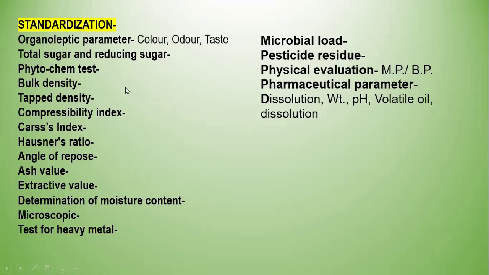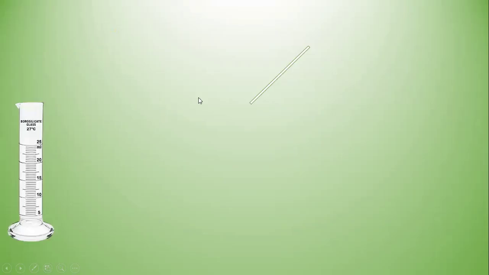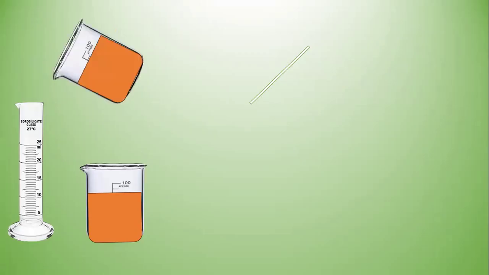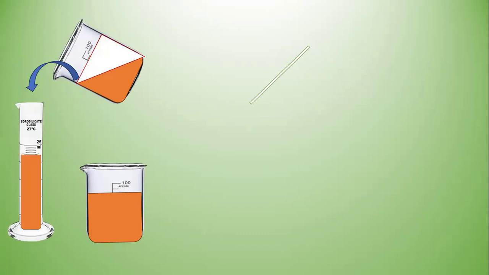Now let us see some of the important parameters. Firstly, for the measurement of bulk density, we take a measuring cylinder. We take a beaker containing the powder and transfer that powder into the cylinder, because of which there is a rise in the volume of the powder. Measure the volume.